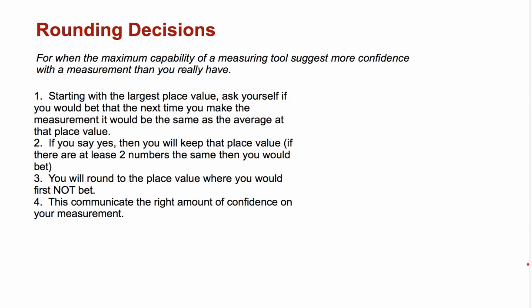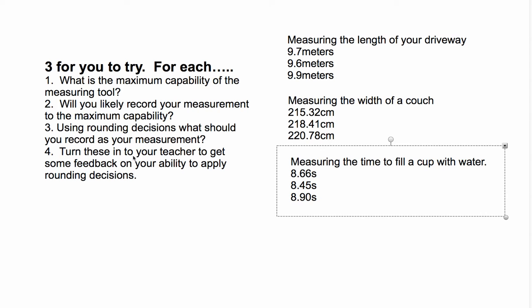So here are some for you to try. There are 3 for you to try, and 3 things to do for each of these. One, say what is the maximum capability of the measuring tool, assuming that these measurements have been made to the maximum capability. Two, answer the question, will you likely record your measurement to the maximum capability or not? Three, use rounding decisions to see what you should record as your measurement. And four, turn these into your teacher so that you can get some feedback on your ability to apply rounding decisions. You may pause the video and write these down. Measuring the length of your driveway, measuring the width of a couch, measuring the time to fill a cup with water.